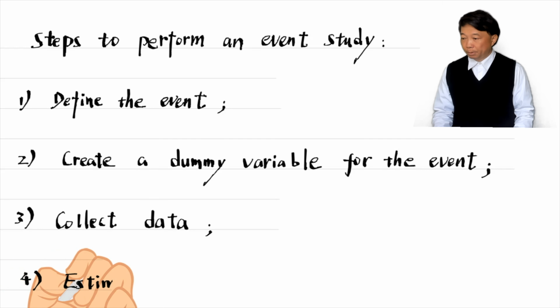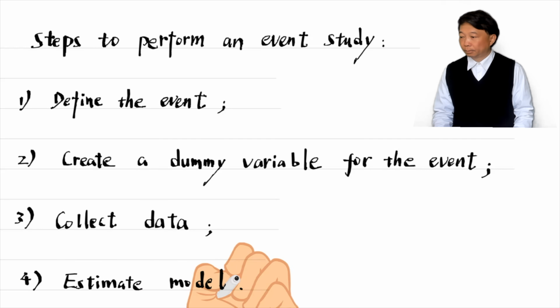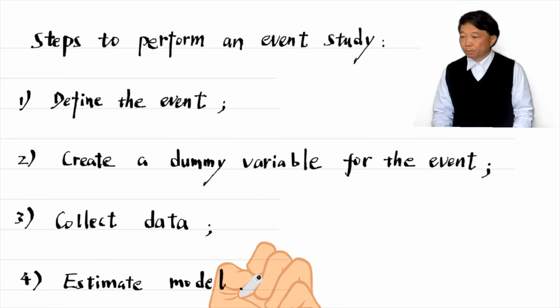In the fourth step, we estimate the model. The outcome variable is regressed on the dummy variable and other control variables. We can use the OLS estimation method and other modeling strategies to determine whether the event has a causal effect on the outcome.